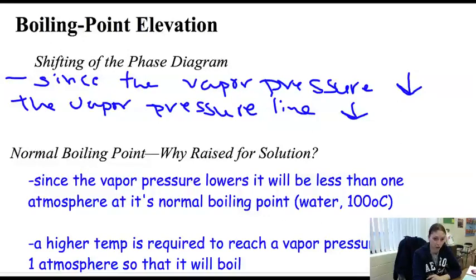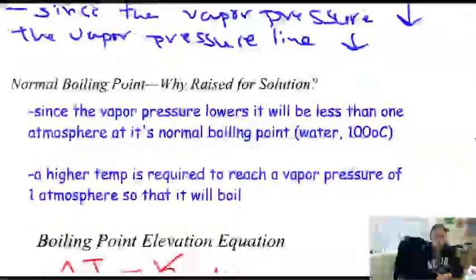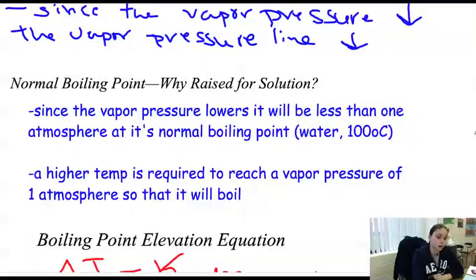So that's the next thing here. We're going to look at our phase diagram a little bit. Since our vapor pressure goes way down when we have a solute in a pure solvent, my vapor pressure line shifts downward. I'm going to explain, and then we're going to look at a picture. So my normal boiling point, it says, why is it raised for a solution? Since your vapor pressure lowers, it's going to be less than 1 atmosphere at its normal boiling point. Water is normally 100 degrees.